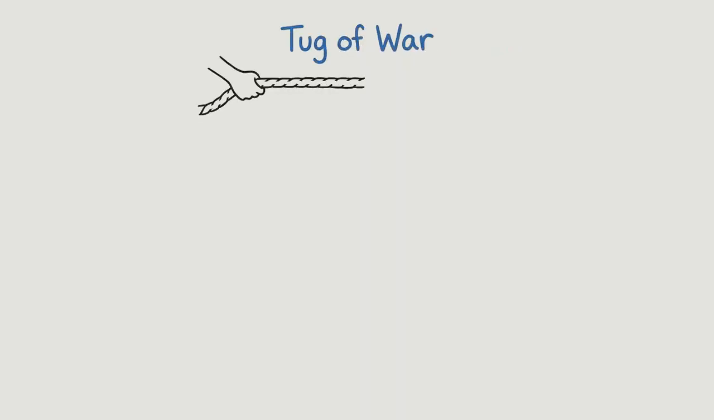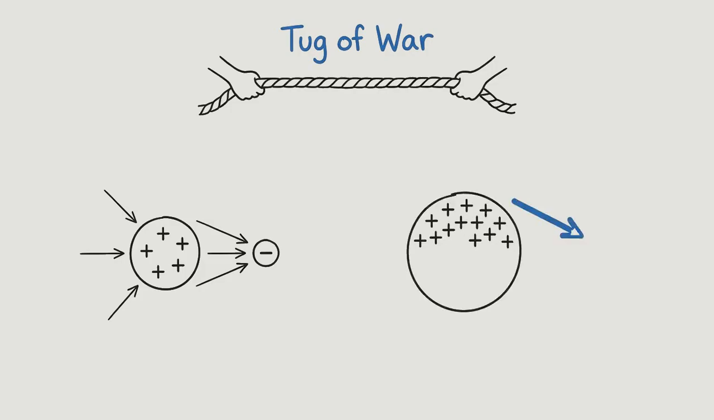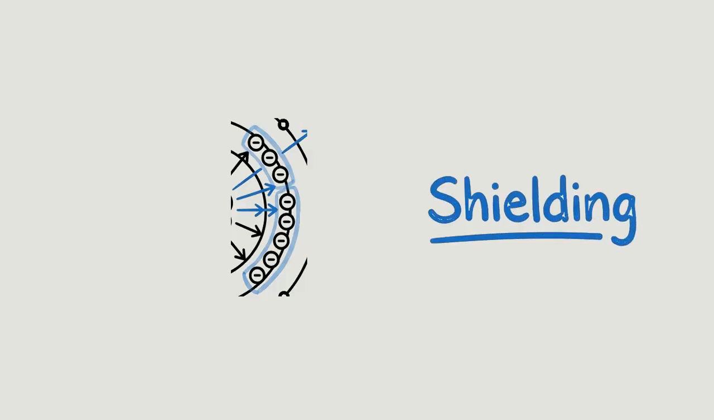What really controls atomic size is a tug-of-war between two forces. First, the nucleus pulls electrons inward. The more protons there are, the stronger that pull. Second, electrons repel each other, and inner electrons partially block the nuclear pull felt by outer electrons. This blocking is called shielding.